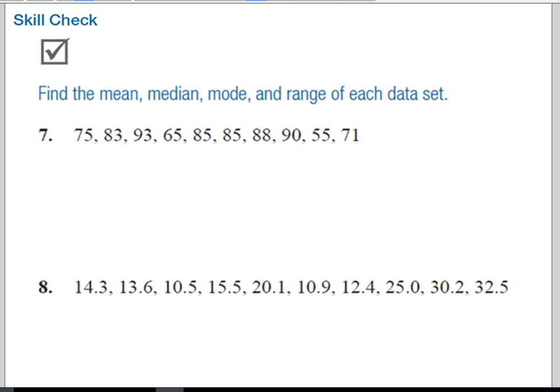Now here's your chance to practice finding the mean, median, mode, and range of each data set. Notice number 8 has decimals in there for you to work with. When you're working with these, don't forget to put the numbers in ascending order from smallest to largest before you start calculating things. It makes it so much easier. Then when you're finished, you can check your answers and continue on with the video, and we'll look at some story problems.